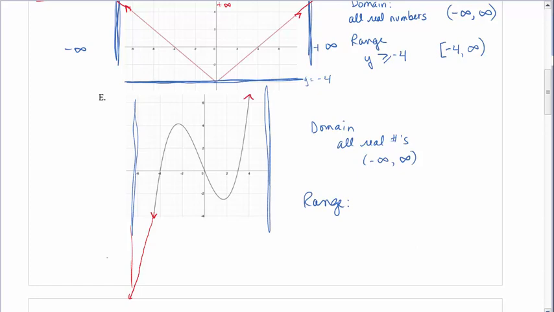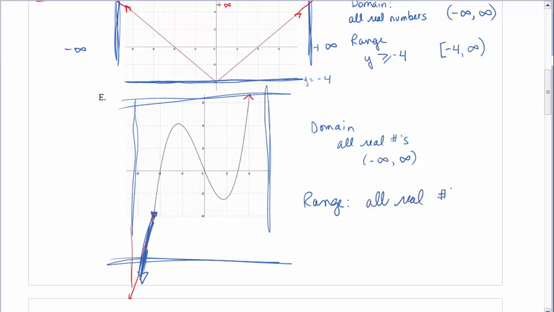And the range? Well, that's the floor and the ceiling. So is there a floor that I can put on this graph? And is there a ceiling that I can put on this graph? And I don't think so, because these arrows indicate that it goes forever down and forever up. So there's no limit there. So the range is all real numbers. Or if I want interval notation, I could write negative infinity to infinity.